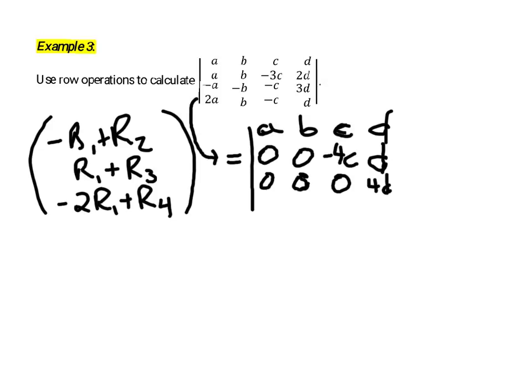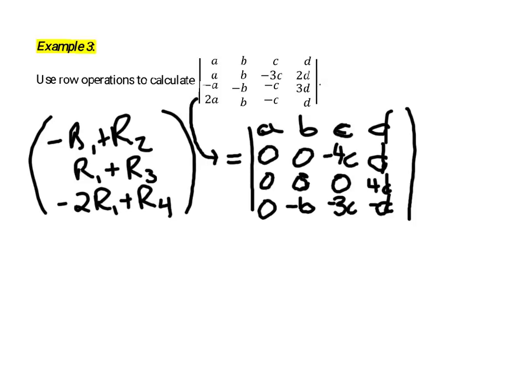Okay, last row operation, negative 2 row 1 plus row 4. So negative 2A plus 2A is 0. Negative 2B plus B, so this is negative B. Negative 2C plus negative C, so that's negative 3C. And negative 2D plus D, so that's negative D. Oops, that's a D. Okay, and those determinants would be equal.